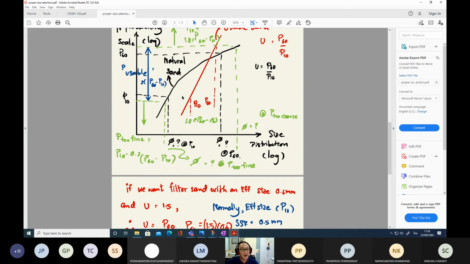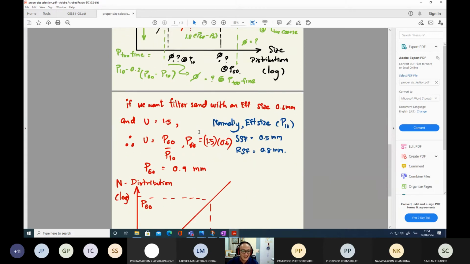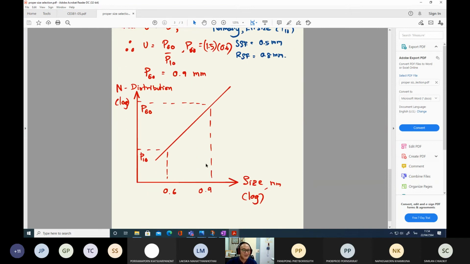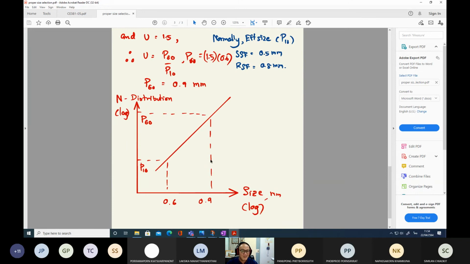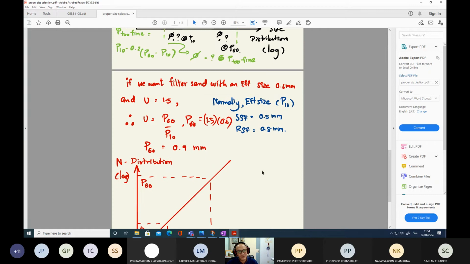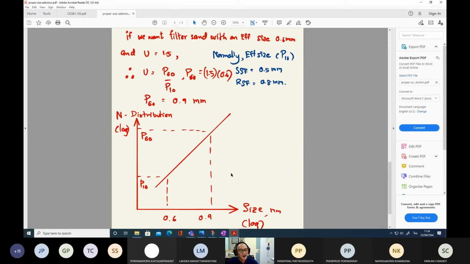We want to remove some part of the natural sands identified by the black lines. We want the usable sands shown by the red lines. Okay, so this is how we classify it. We have to cut some of the sands. We have to remove the smaller portions, and then we have to remove the larger portions. This is the theory behind it.